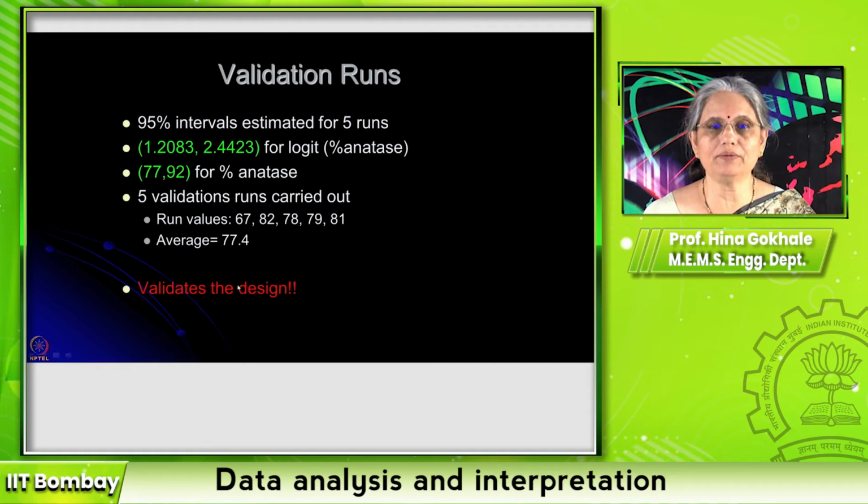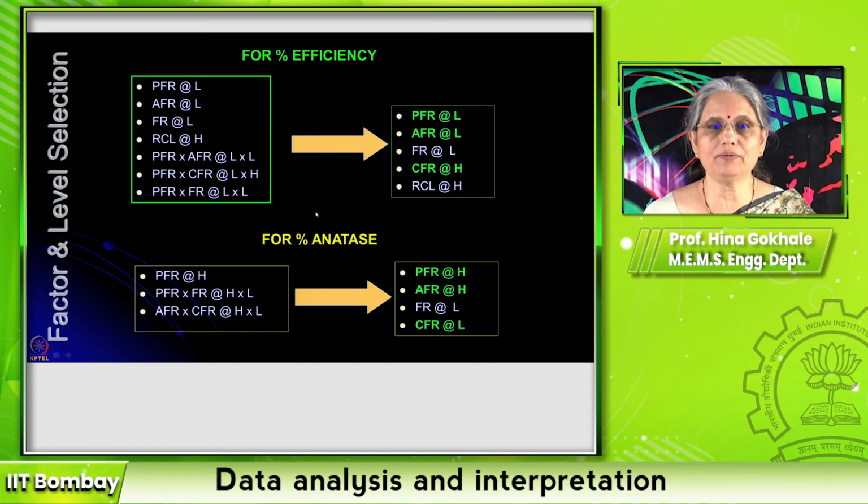Again we have to ask ourselves a question, is everything okay? It should be okay. We found the best combination of factor and level to find the highest efficiency, and we found the best combination of factor and level to find the highest percentage anatase. What are they? They are given here, but if you look at it, there is a problem. Look at the problem.